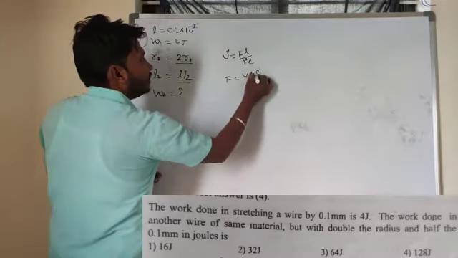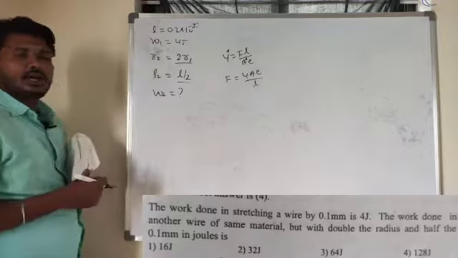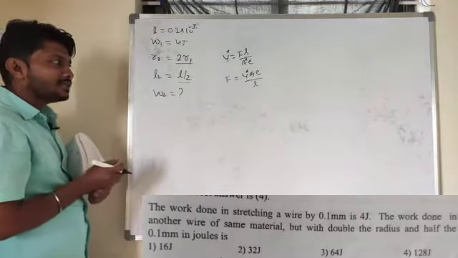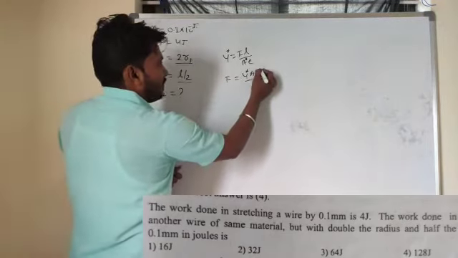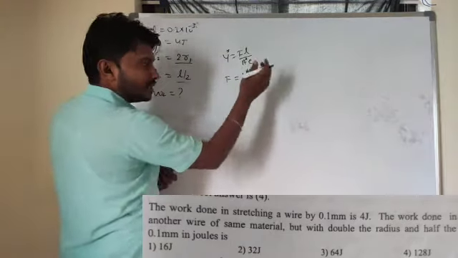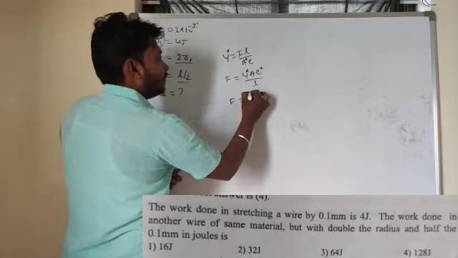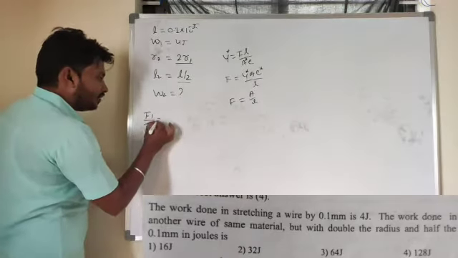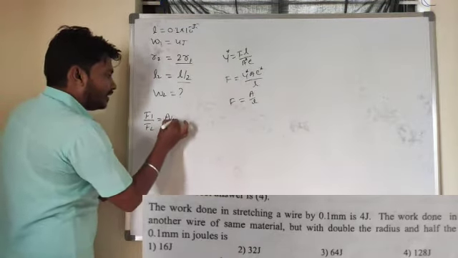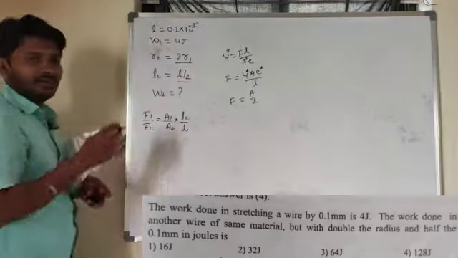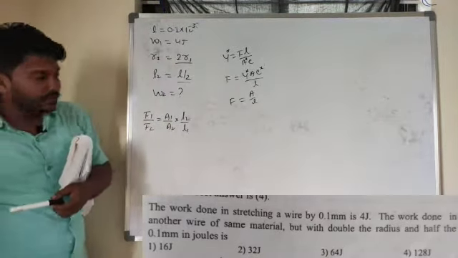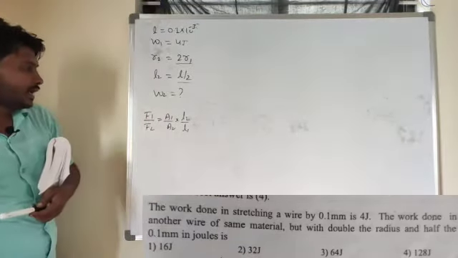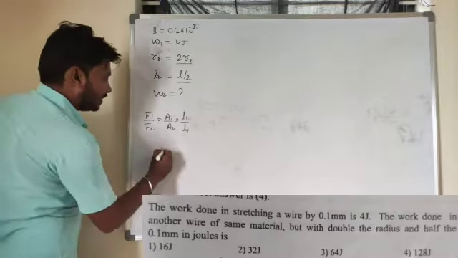Y into A into E divided by L. Look here, same material means Young's modulus value will be the same. So I have to consider that elongation is also the same. F is equal to what? A by L. So F1 by F2 is equal to A1 by A2 into L2 by L1. So what is the equation I get here? Force F is equal to A1 by A2 into L2 by L1.